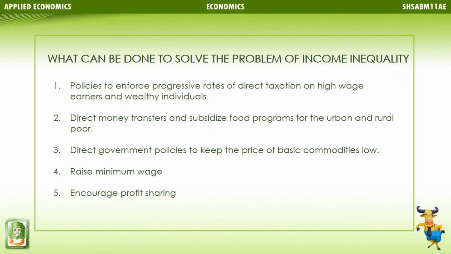What can be done to solve the problem of income inequality? Number 1, policies to enforce progressive rates of direct taxation on high-wage earners and wealthy individuals. Number 2, direct money transfers and subsidized food programs for the urban and rural poor. Number 3, direct government policies to keep the price of basic commodities low. Number 4, raise minimum wage. And number 5, encourage profit sharing.